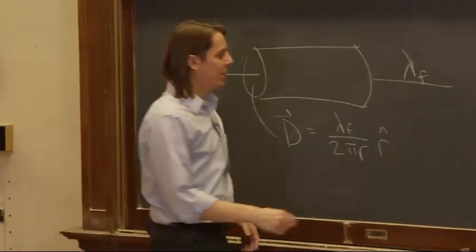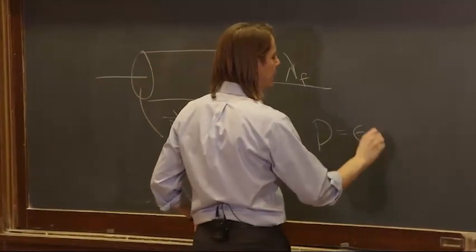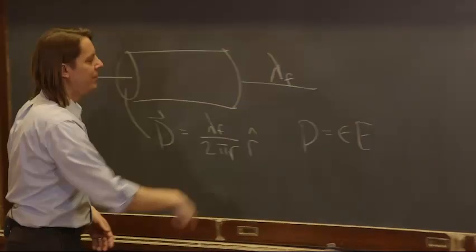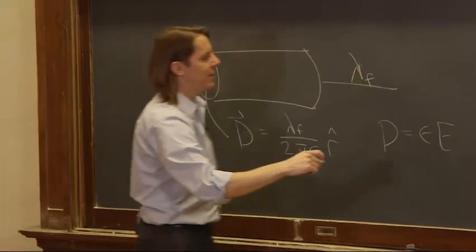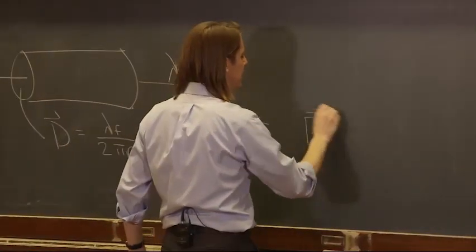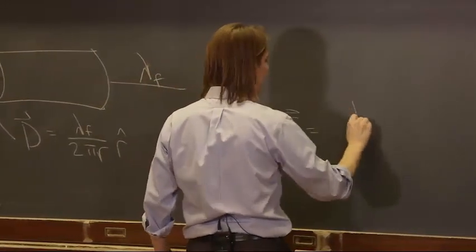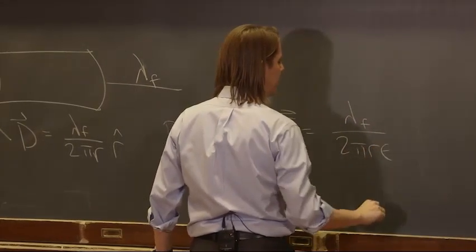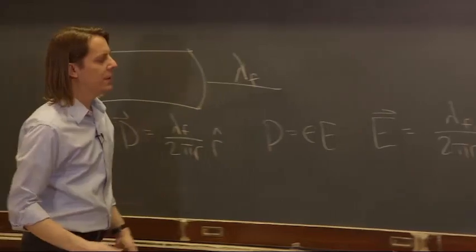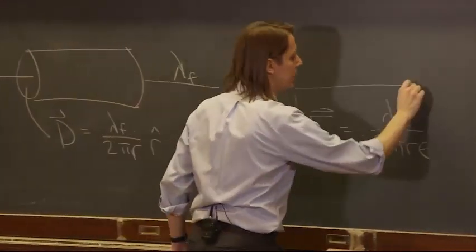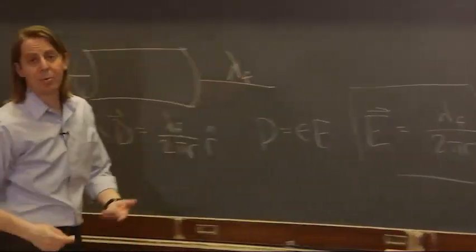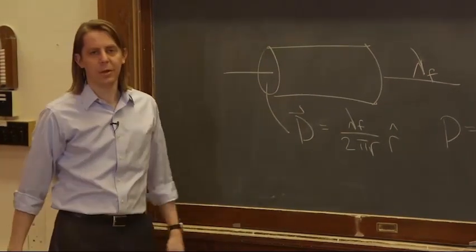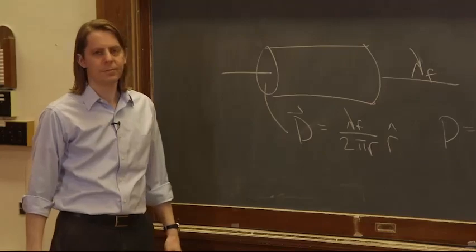But now we know that D is the permittivity times E. So we just have to divide through by the permittivity, and we get that the E inside equals lambda free over 2 pi r epsilon. And then we're done. That being just a property of the dielectric, you could write it in terms of K, the dielectric constant, you could write it in terms of the susceptibility if you wanted. Now we're done.